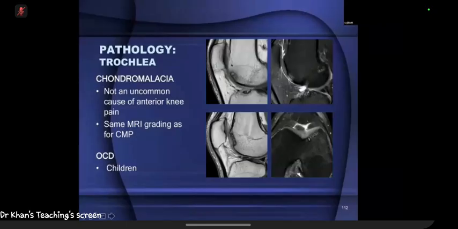Whatever problems of cartilage you can see on the patella, you can also see them on the trochlear surface. You can get to see chondromalacia, you can get to see bone bruising, subchondral signal abnormality, osteochondral defects, softening of the cartilage in younger patients.